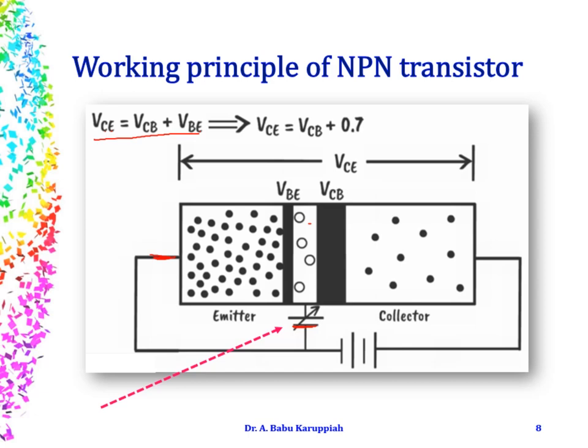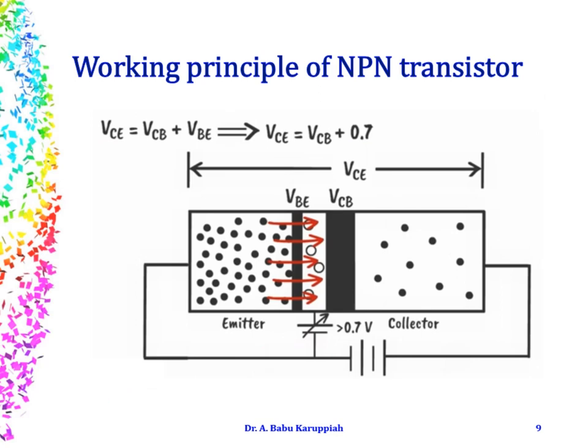When the forward bias exceeds 0.7 volts, which is nothing but the barrier potential of silicon, the electrons flow towards the base region. This concept we have already understood when we discussed forward biasing a diode. Once the forward bias exceeds the knee voltage or the cut-in voltage, the electrons are pushed towards the base region and the electrons start flowing towards the base region.